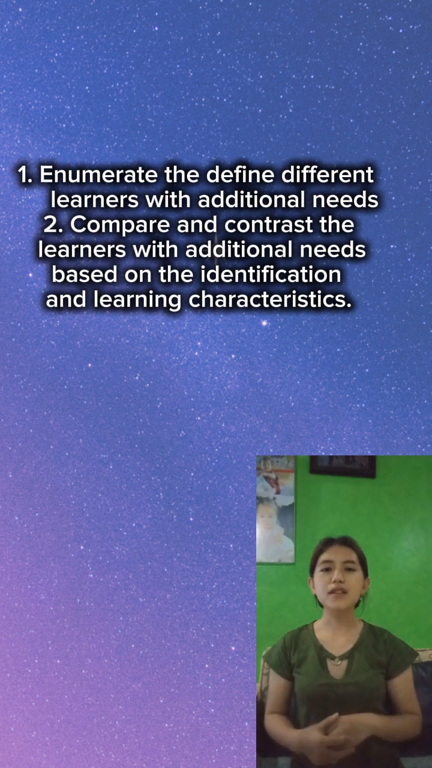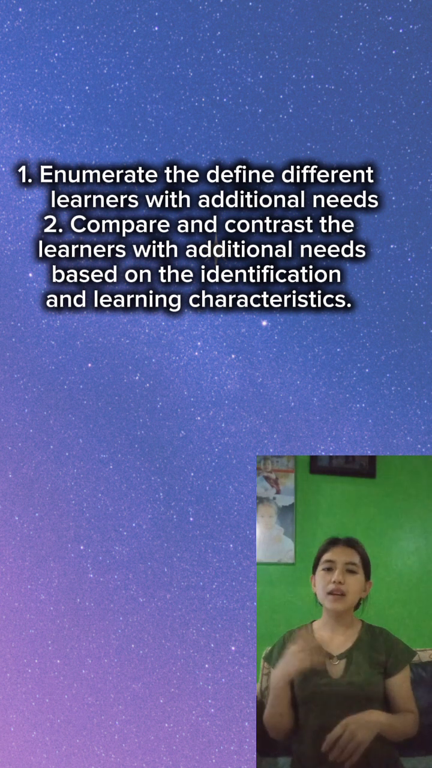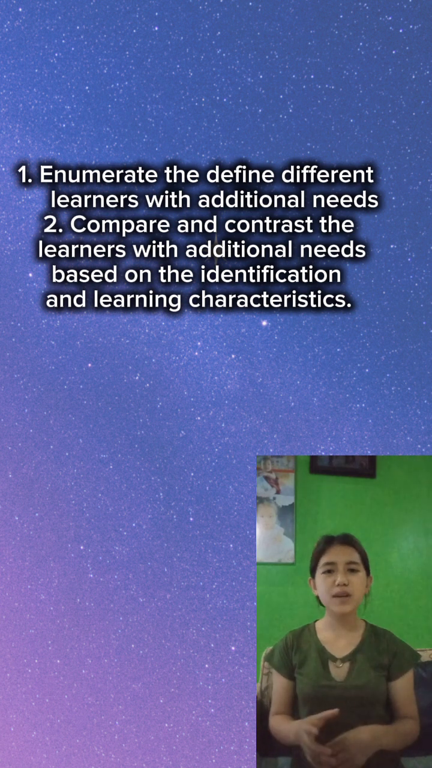So the third one is learners with difficulty hearing. So they are identified as experiencing hearing impairments that impact communication and also their learning. So their learning characteristics benefit from assistive devices like hearing aids and language support, and they prefer visual aids for learning.